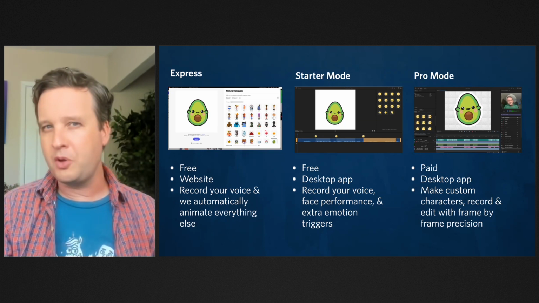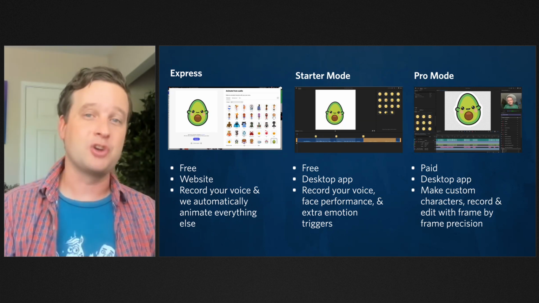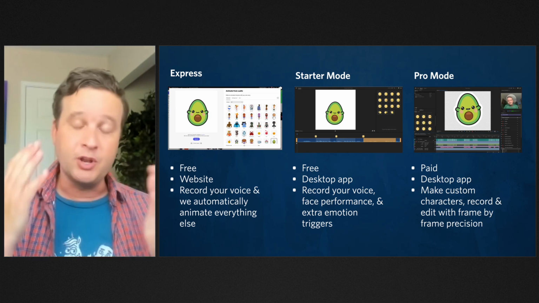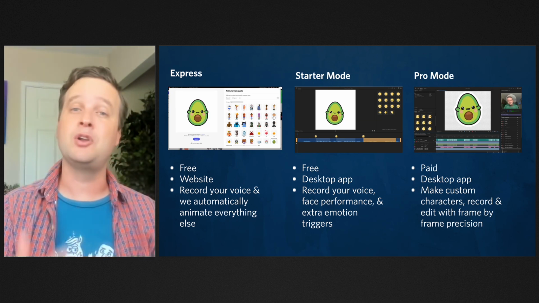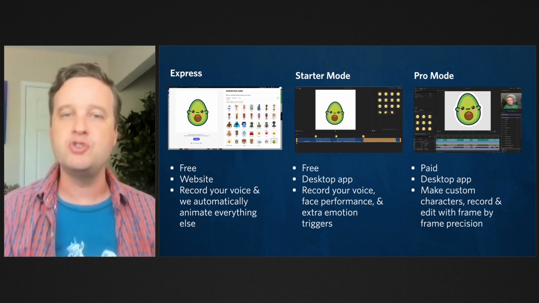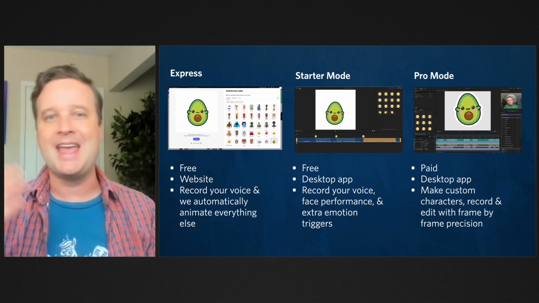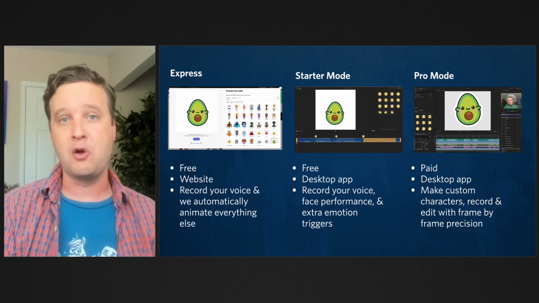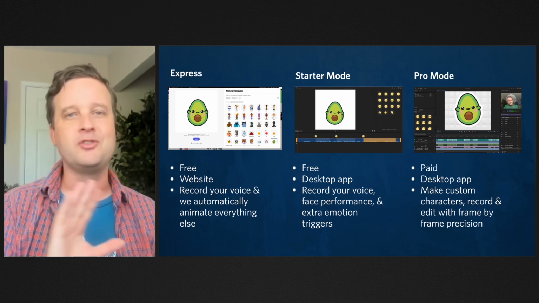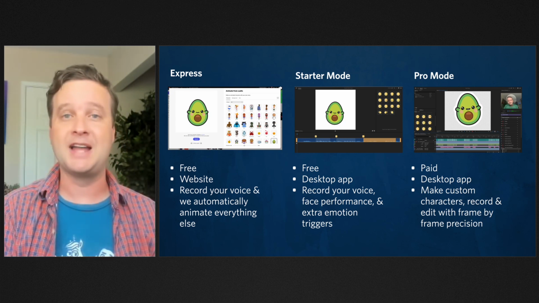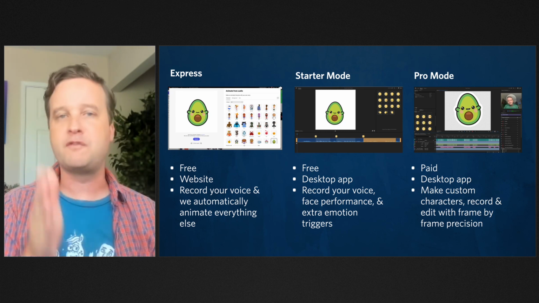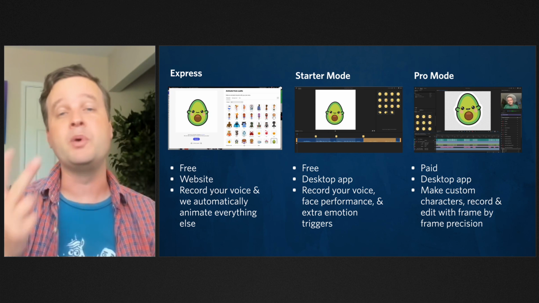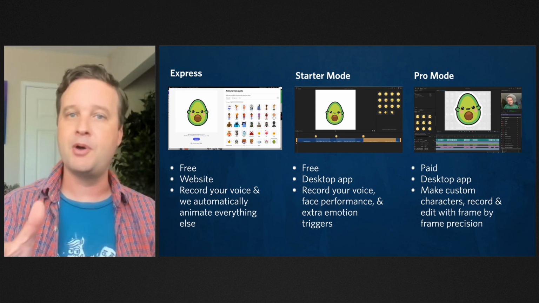If you want a little more control over your character, though, then I would recommend the starter mode. This is a free downloadable app for Mac or PC. You can also record your audio, your voice, but then you can also do face movements and add a few emotions, like making your character happy, sad, angry, scared, all of that stuff. Now, if you want all the bells and whistles, then you want Pro mode. If you're an Adobe Pro and you're used to Premiere, After Effects, Photoshop, all of that stuff, and you want that fine-tuned frame-by-frame control, and you want the ability to make your own puppets, and you want to be able to dynamic link with other Adobe products, then the Pro mode is the way to go.